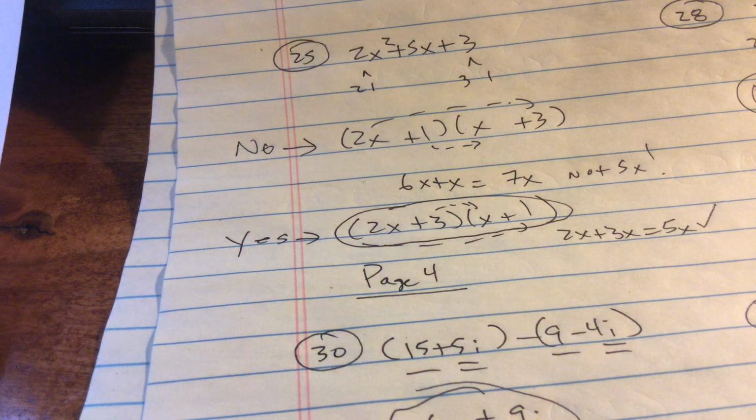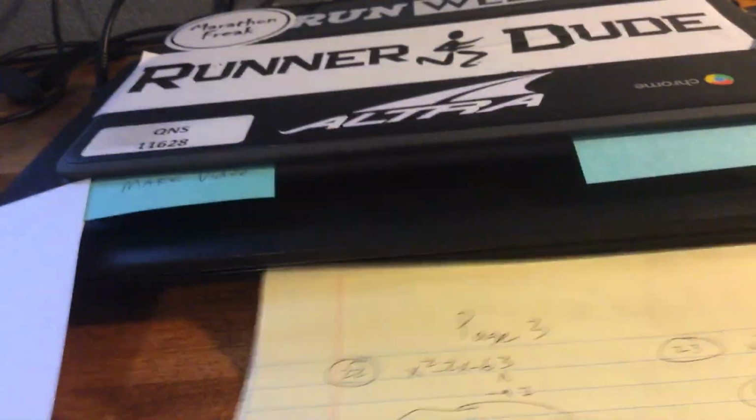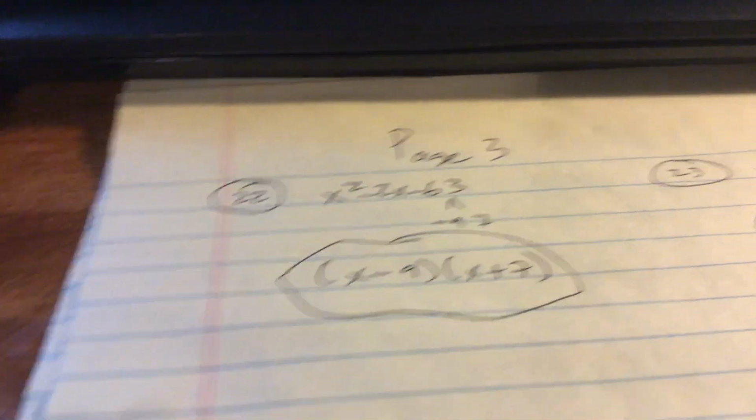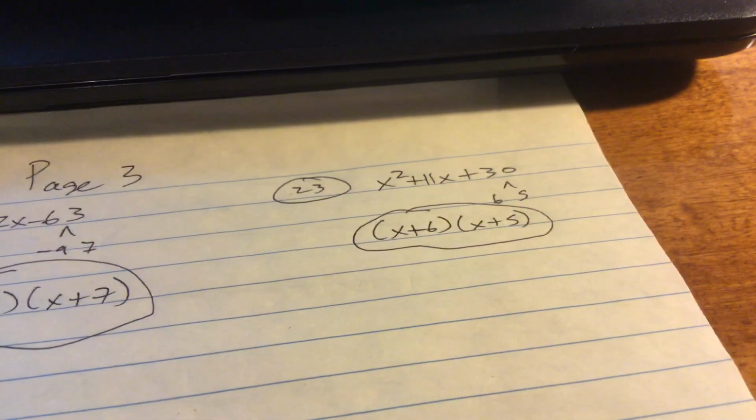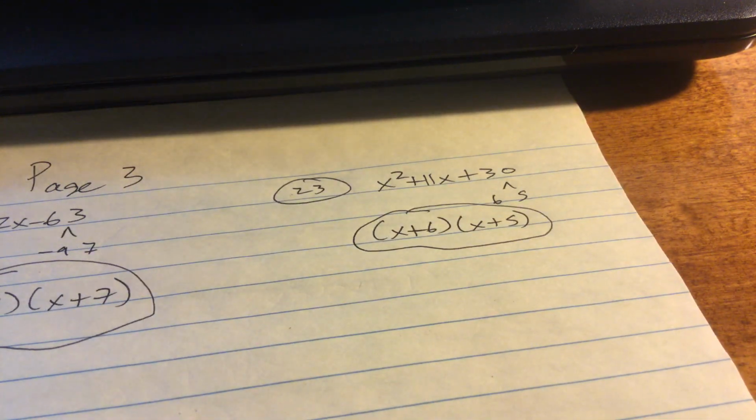Next page is factoring. You've got 4 easy factoring ones and 4 not so easy factoring ones. 22, well, multiply to 63, differ by 2, a 9 and a 7 do that. The middle term's negative, so 9, the bigger factor, is also negative. 23, well, multiplies to 30 and adds to 11. Both are positive. 6 and 5, you know that the order doesn't matter.